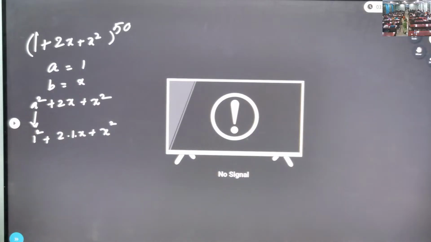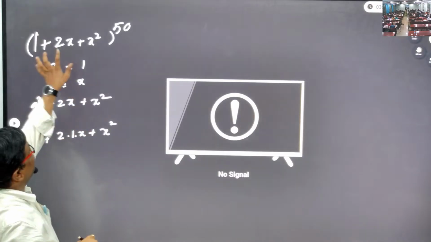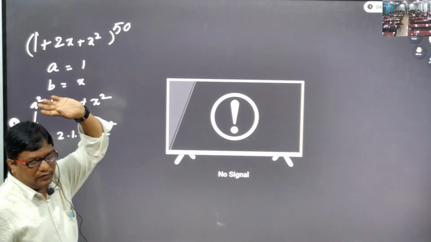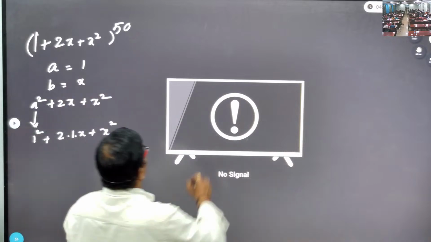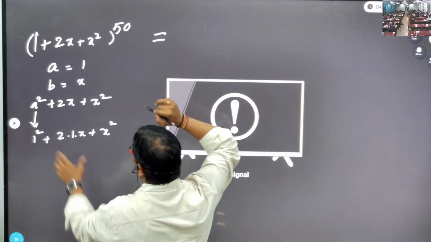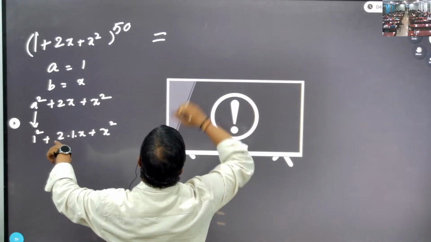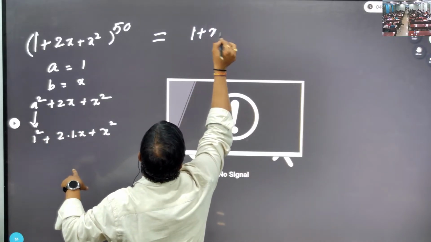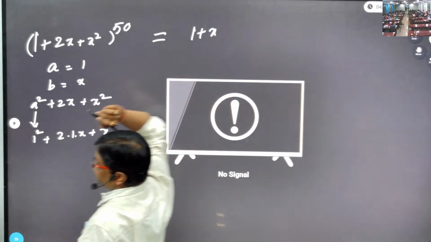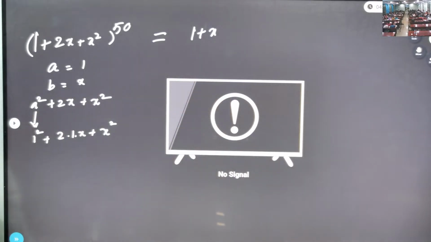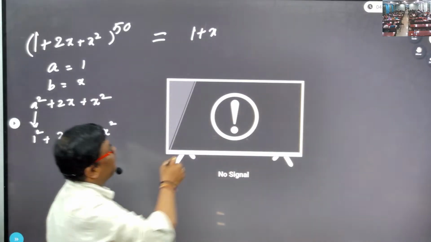Okay. So now what will you be doing? 1 plus 2x plus x square power 50 is equal to, we are converting it into the form of a binomial. So when you convert it into the form of a binomial, what is coming? 1 plus x square or cube? 1 plus x power 2.